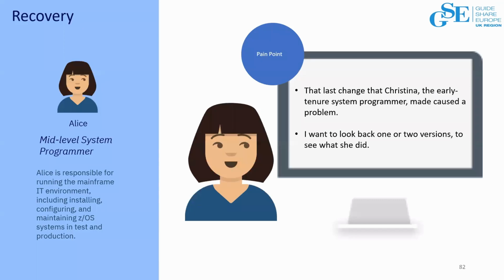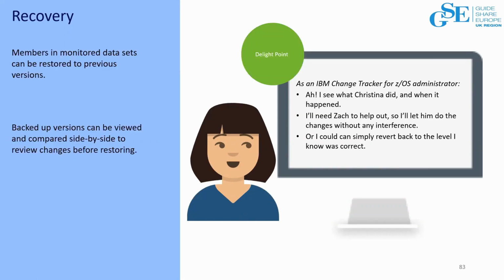So once again, we have Alice. She has one of her sysprogs who's made a change in the environment that's caused a problem. Alice needs to see what's happened, go back and verify, and work out how to correct the problem that may have taken place. What Change Tracker allows you to do is see what changes were made in the environment. You can get another sysprog to help out, make some changes if necessary, or simply recover the version of the member in the data set as it was before.